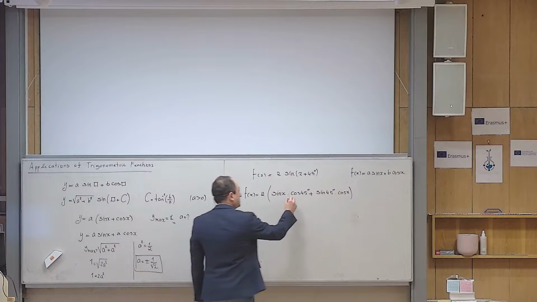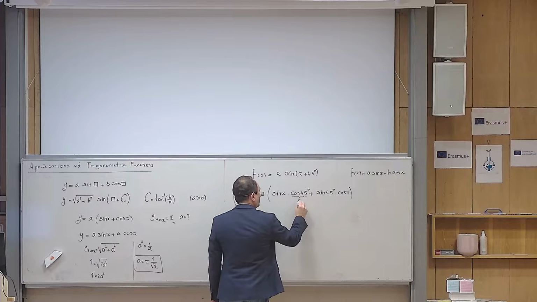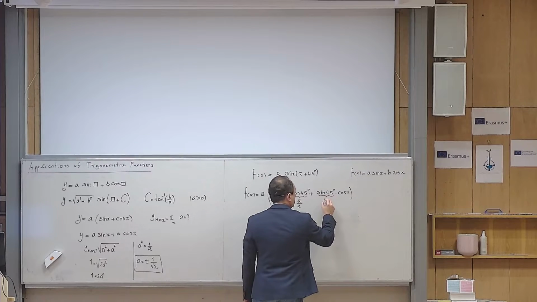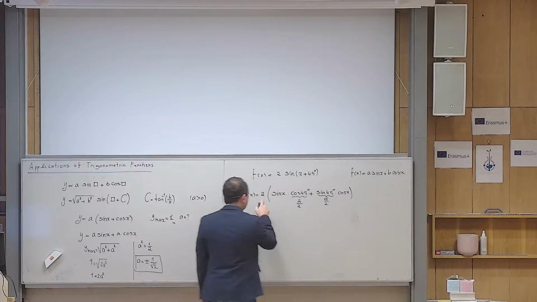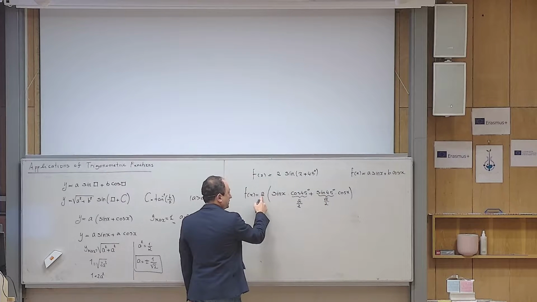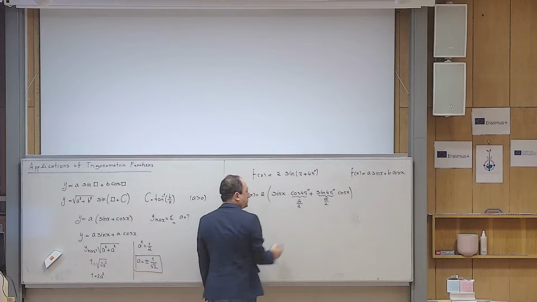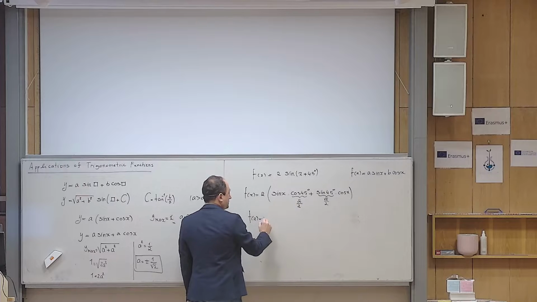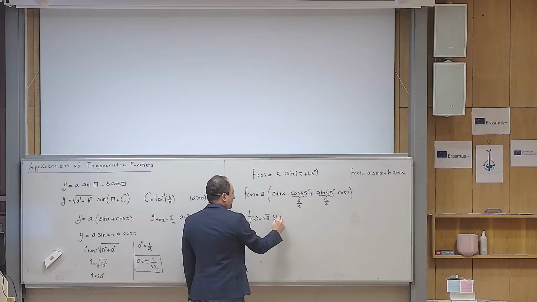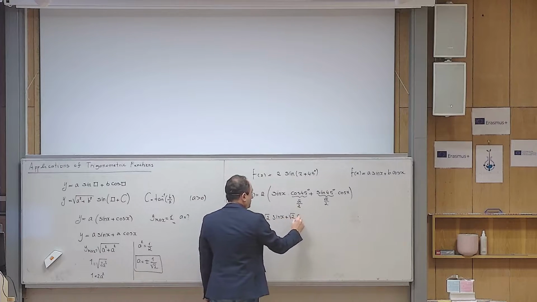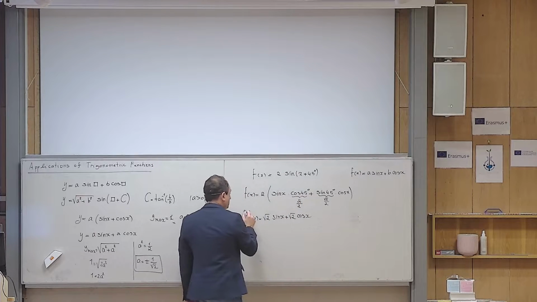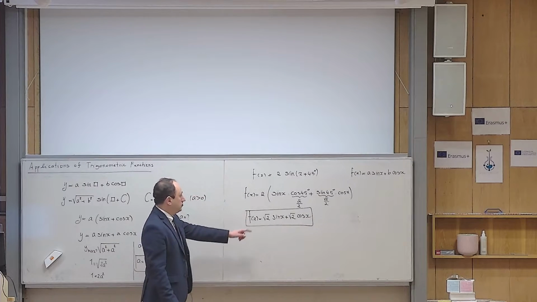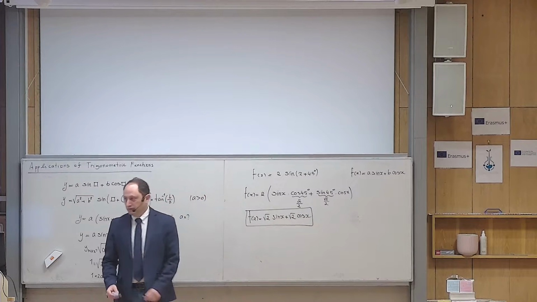But this number is famous. It is the square root of 2 over 2. And this number is also the same here. And then I have a 2 here. So when I multiply, this 2 that I multiply will cancel these 2's in the denominators. And then I will get f of x is equal to square root of 2 sine x plus square root of 2 cosine x. So that's the answer. So in this case, both a and b are equal, and they are equal to the square root of 2.